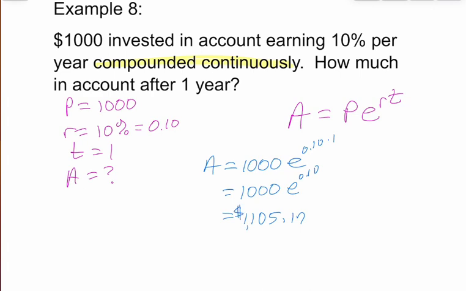Okay, so $1,105.17. Now, if they asked you how much interest did you gain, we had 1,000 to start with. We now have $1,105.17. That means the interest that they put in the account was $105.17 extra.